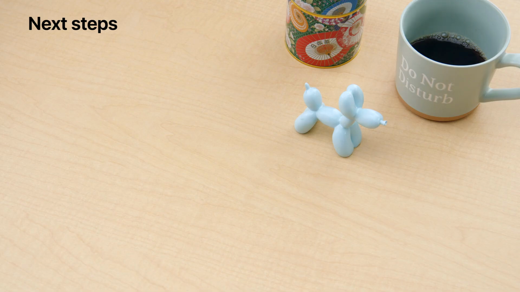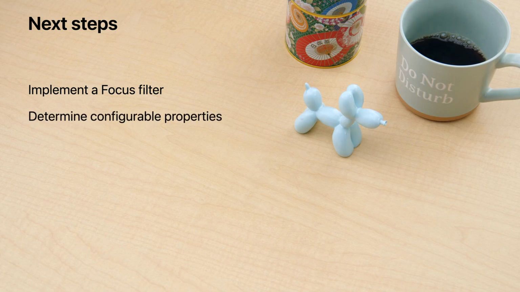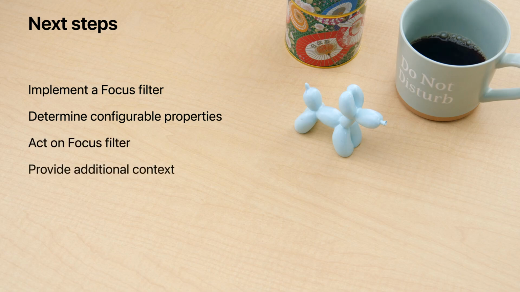Remember, the goal of this feature is to surface what is most relevant to a user when they're focused. Sometimes this requires minimizing unrelated content to prevent distraction when a focus is enabled. For next steps, I encourage you to start considering what parts of your app would benefit from a focus filter. Determine which properties can be configured. Set up your app and your extension to process this, and then take it a step further by assessing whether to provide additional context. That's it for focus filters.